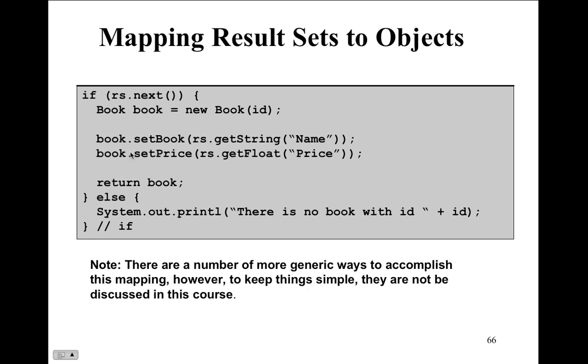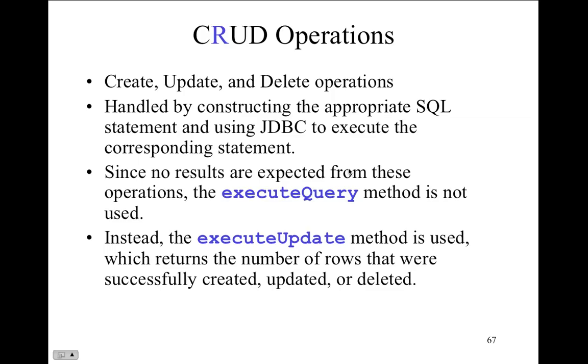Anyway, back to the book example. We know there's a name, we know there's a price, because this came from the metadata that was part of that result set. So there's a number of more generic ways to accomplish this mapping. However, to keep things simple, we're not going to discuss the generic approach in this course, we're not going to build a doc viewer application. However, you could do it quite easily. So the CRUD operations, create, update, and delete, which is what CRUD stands for.